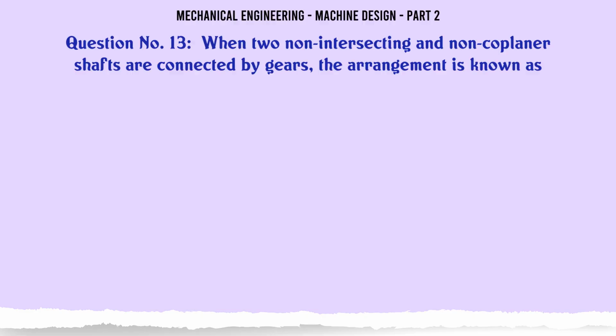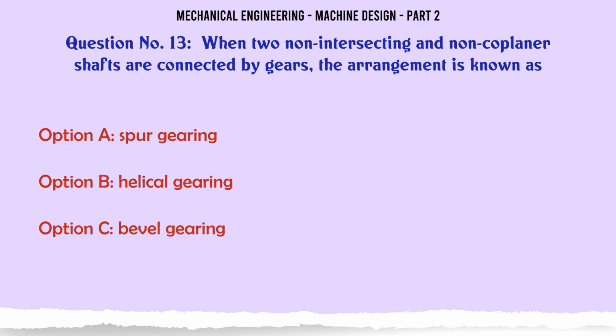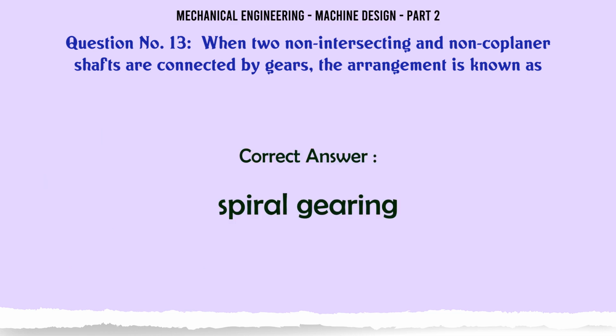When two non-intersecting and non-coplanar shafts are connected by gears, the arrangement is known as A. spur gearing, B. helical gearing, C. bevel gearing, D. spiral gearing. The correct answer is spiral gearing.